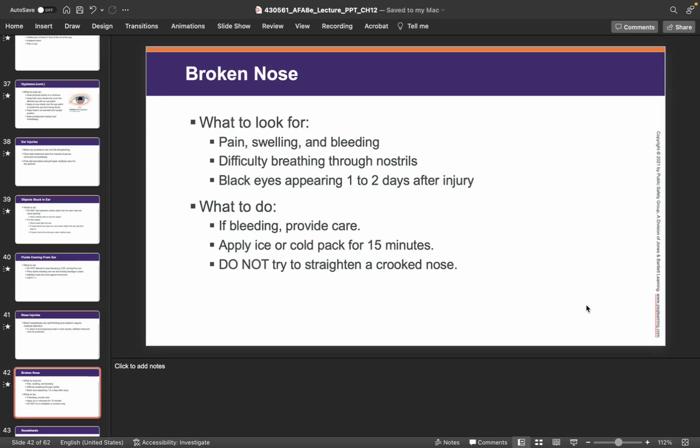Do not try and straighten a crooked nose. You guys aren't doctors. You guys aren't orthopedics. The chances of you making it worse are pretty high. So allow somebody with the proper training to take care of that.